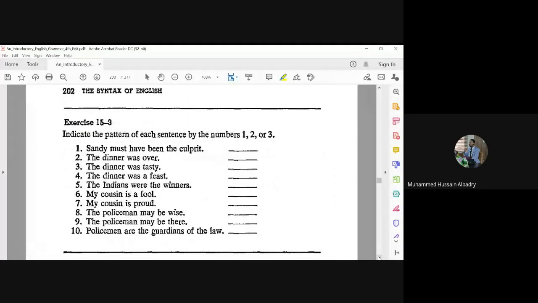عندنا هنا أمثلة. The dinner was over, the dinner was tasty, the dinner was a feast.